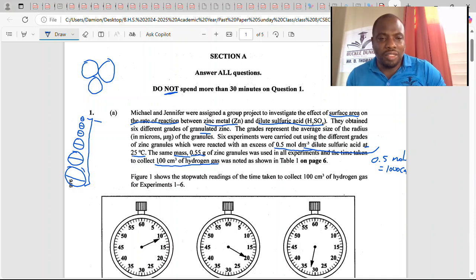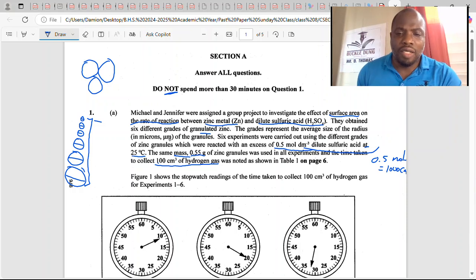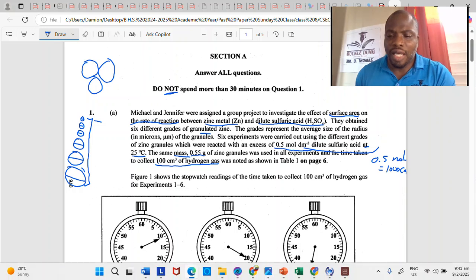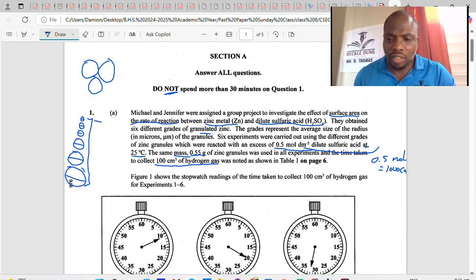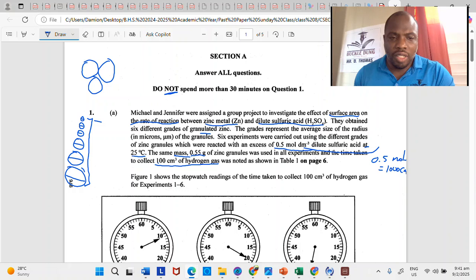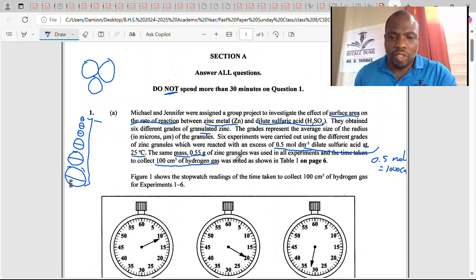So I'm talking a little bit about the experiment, because they probably could ask you a question along that line. I'm not sure if they will ask you anything like that. So each time they do it, they react a granule, check how much time it takes to get 100 centimeter cube, and they record it, right? So we get the whole concept of the lab. Everybody's supposed to understand what they're basically doing, right?